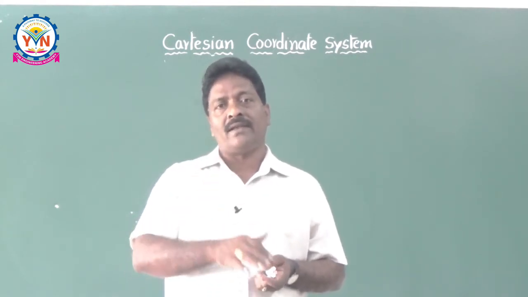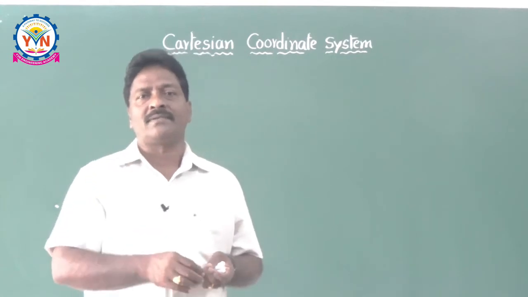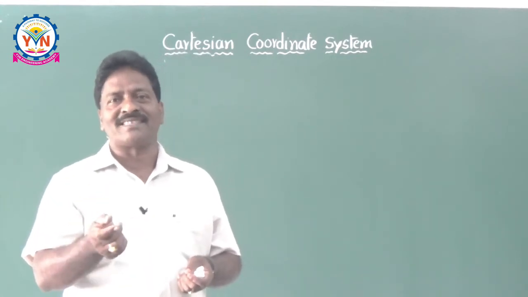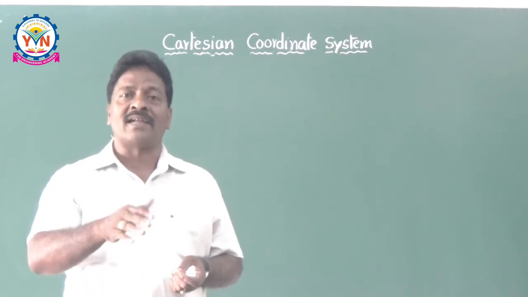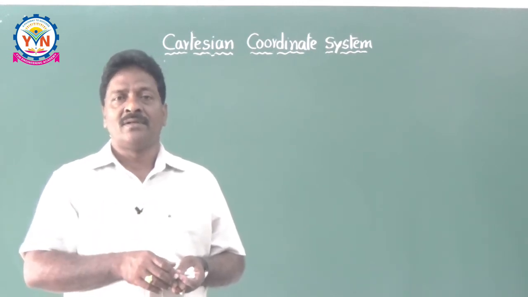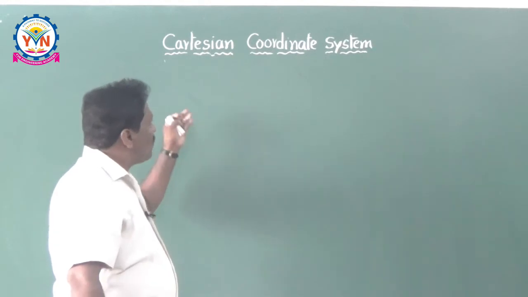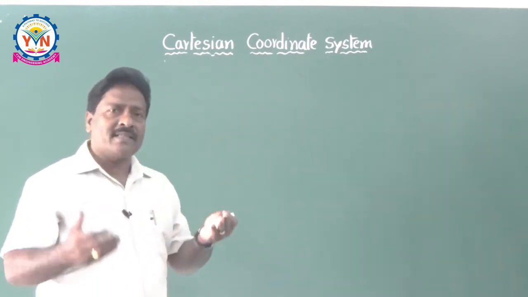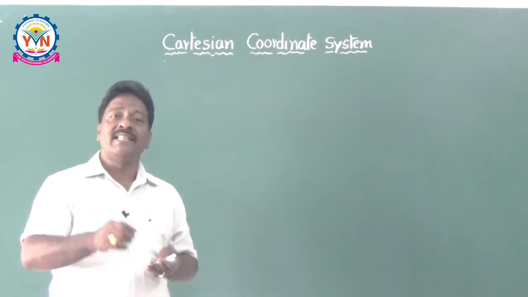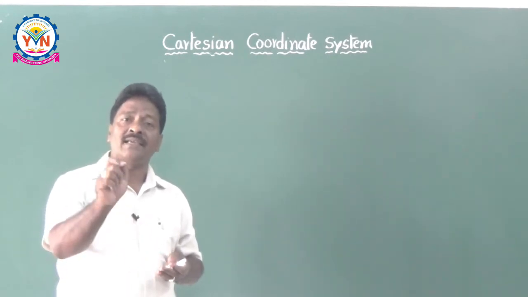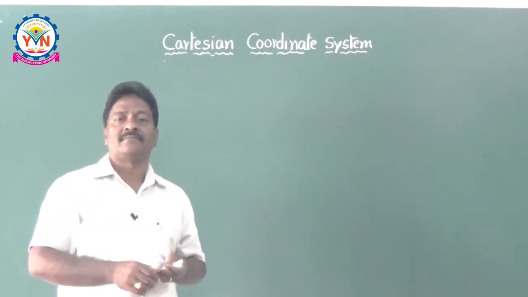And you know very well, out of all these coordinate systems, the simplest is the Cartesian coordinate system, which is also called the rectangular coordinate system. So, before going into these coordinate systems, what exactly is a coordinate system? A coordinate system is the way of addressing a given point in space.